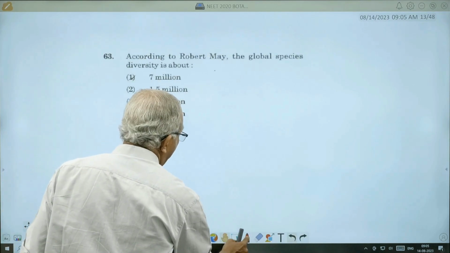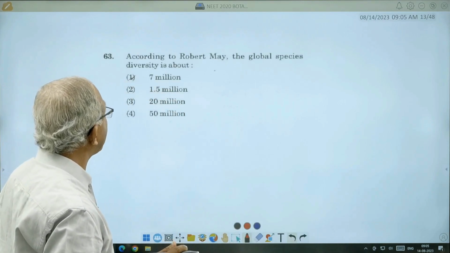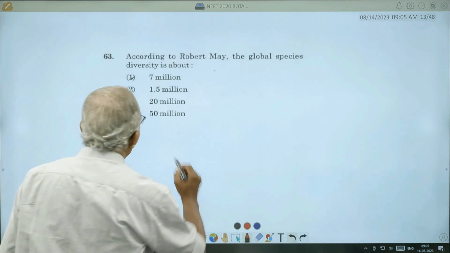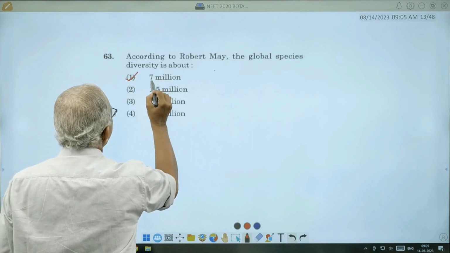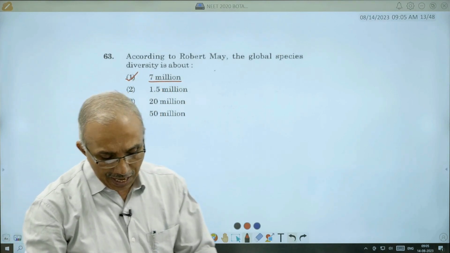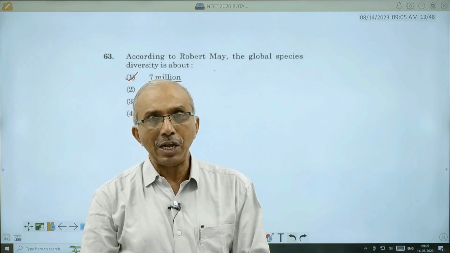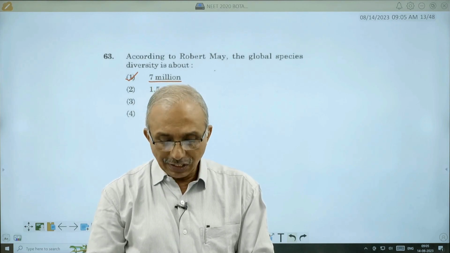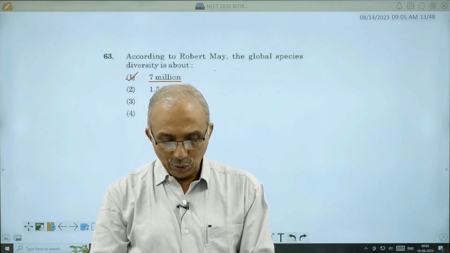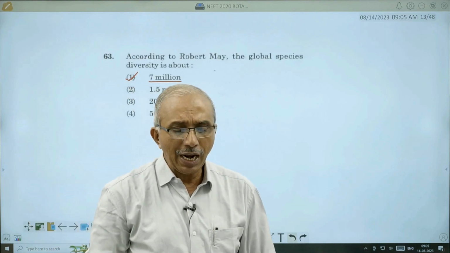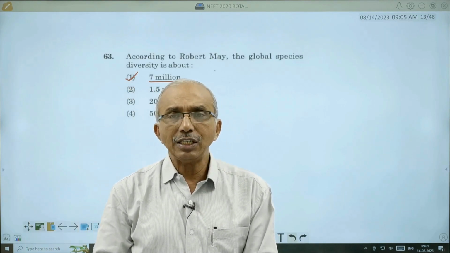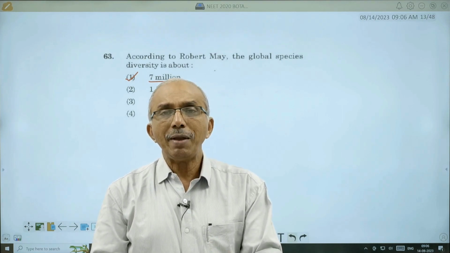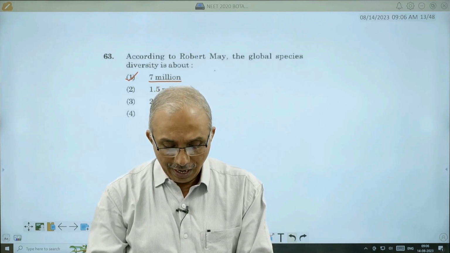Next question. According to Robert May, the global species diversity is about 7 million. Then 20 million is given in option C. It is an extreme estimation. 20 to 50 million is an extreme estimation, but Robert May estimated it as 27 million.